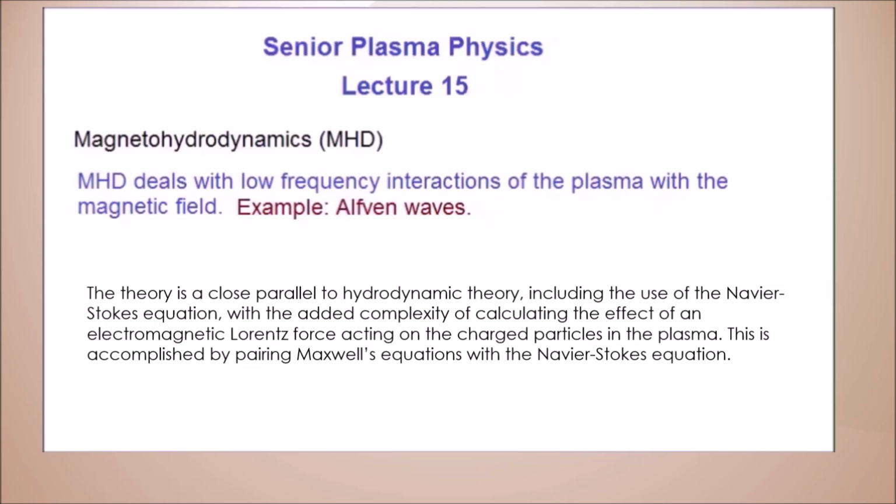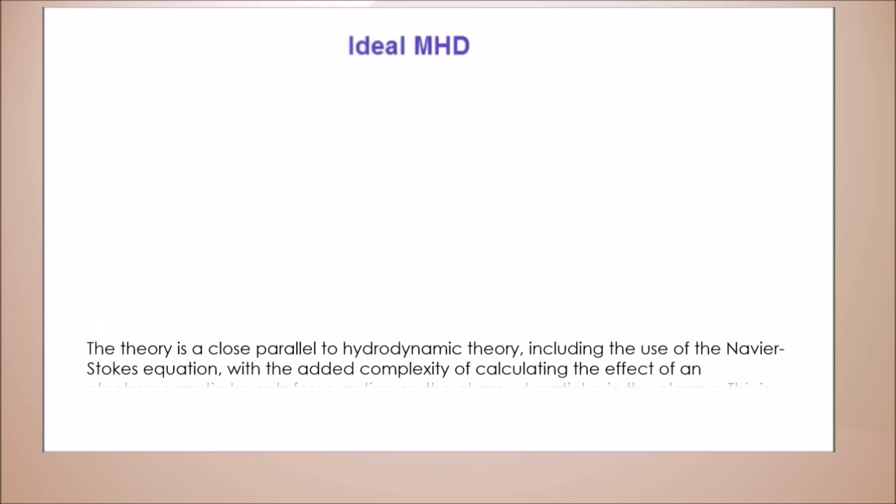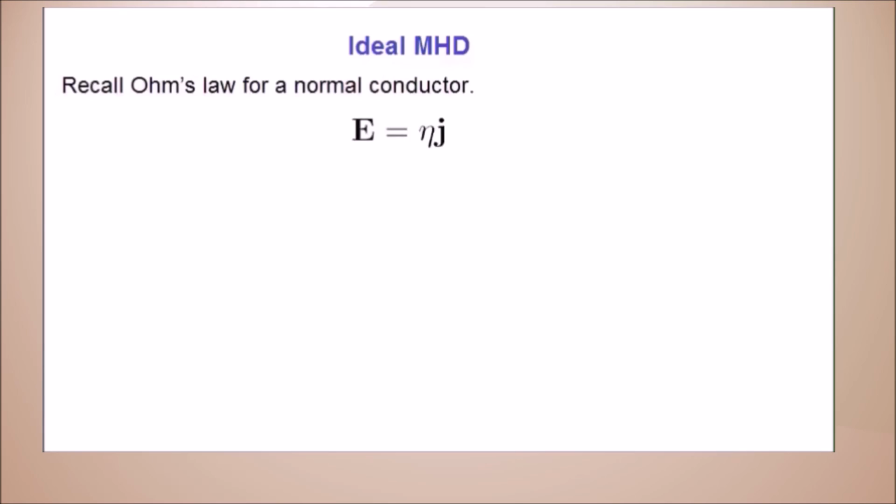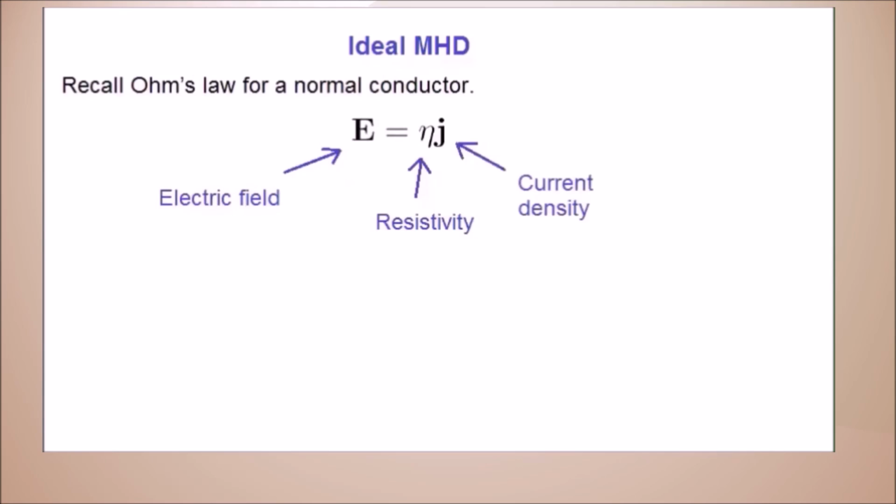We've already seen one example of this in a previous lecture, which is the Alfvén wave. Ideal MHD. Recall that Ohm's law for a normal conductor can be written like this, where E is the electric field strength, eta is the resistivity, and J is the current density.